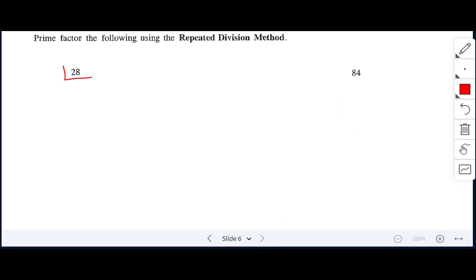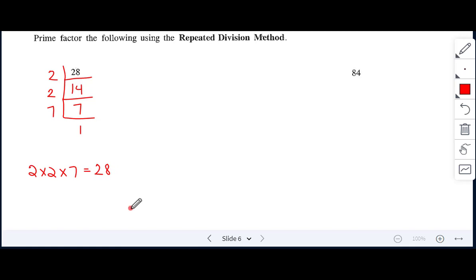Okay, so when we're working with the number 28, for all the factors on the left-hand side, make sure we're using prime numbers. So 28, we can divide that by 2. 28 divided by 2 gives me 14. Then I can further divide the 14 by 2 again. I get a 7. And then 7 divided by 7 gives me the 1. So my factors are on the left-hand side. So my answer would be 2 times 2 times 7, which gives me 28.